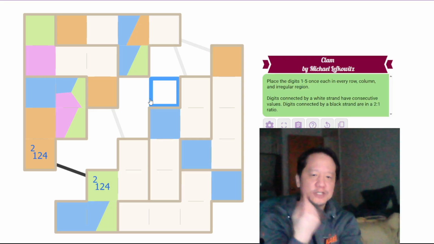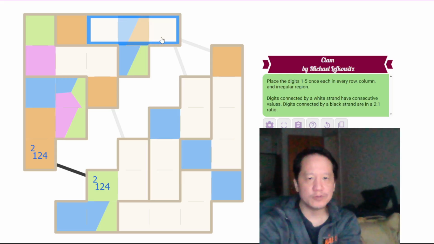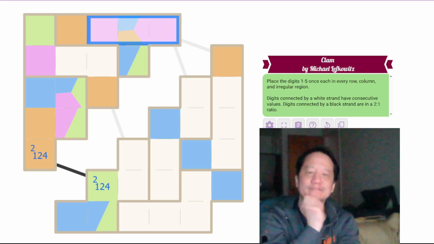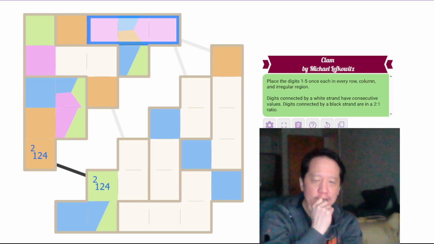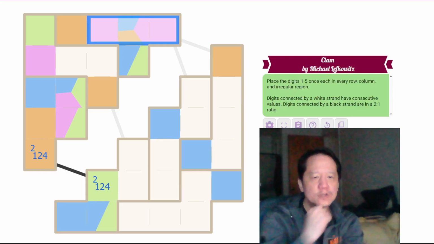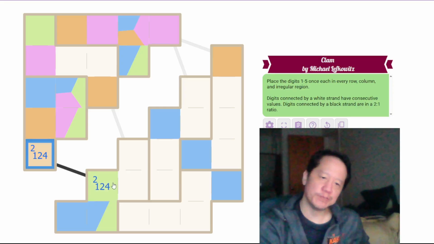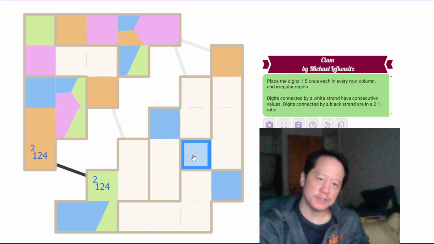That doesn't tell us much, unfortunately. Pink has to be one of these three. So blue can never be 2, though, because blue is this cell and it's that cell.